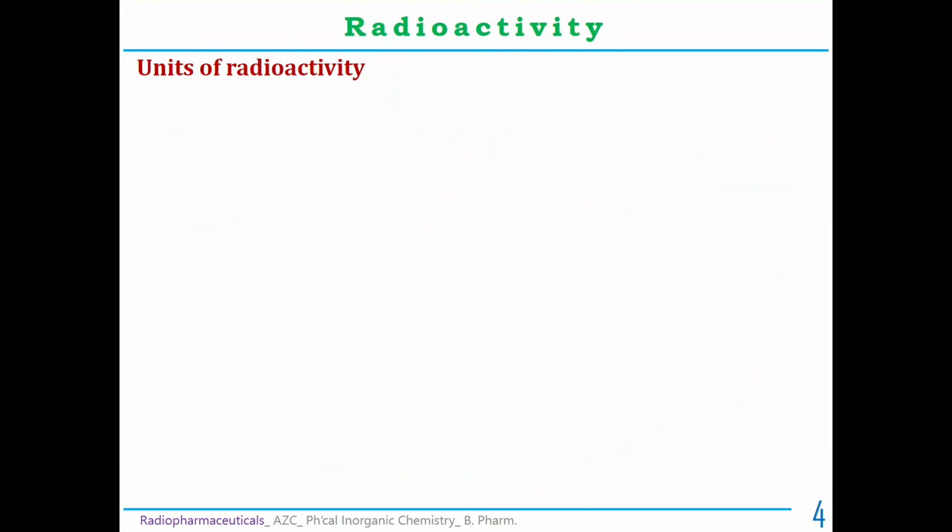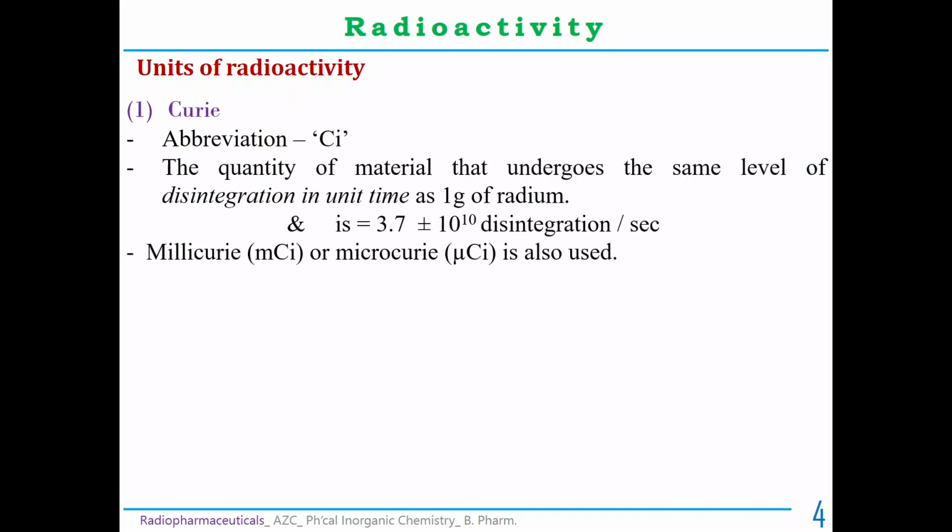Units of radioactivity. First unit is Curie. Abbreviation is Ci. The quantity of material that undergoes the same level of disintegration in unit time as 1 gram of radium, and that is equal to 3.7 times 10 raised to 10 disintegrations per second. Units like millicurie or microcurie are also used.